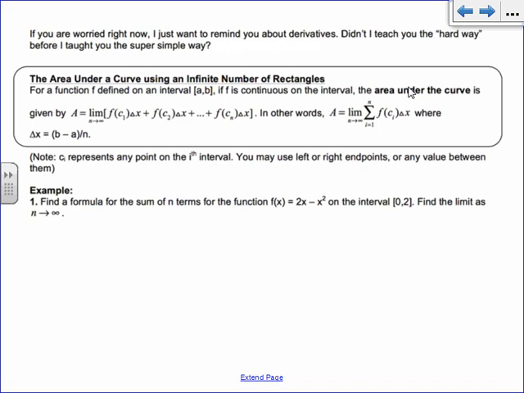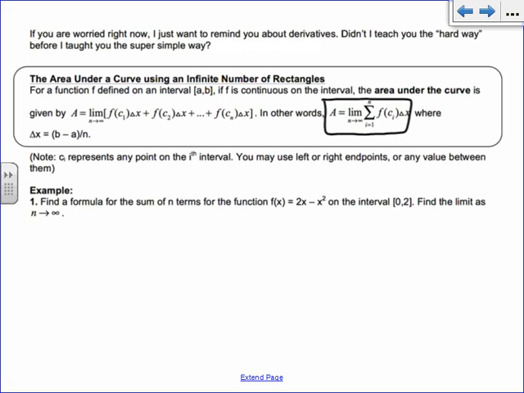So the area under a curve using an infinite number of rectangles. It says for a function f defined on a to b, if f is continuous, the area under the curve ends up being adding all of those rectangles together. That's what that's saying. You take an infinite number of rectangles, you add all of the widths and heights together, which looks like this. Again, not super important that you understand every single thing in that formula, but just know it's the width times height, and so on. It says find a formula for the sum of n terms on the interval 0 to 2, and then find the limit as n goes to infinity.